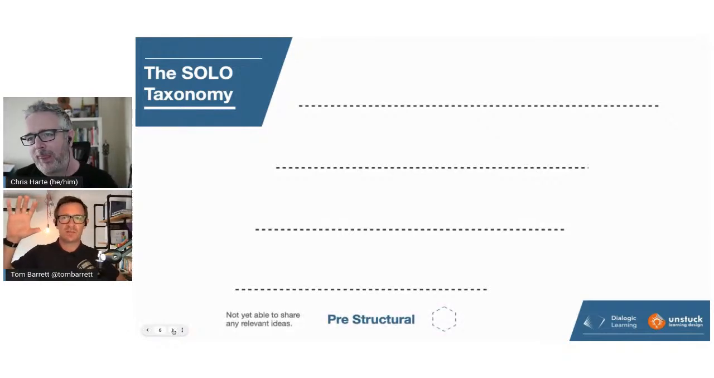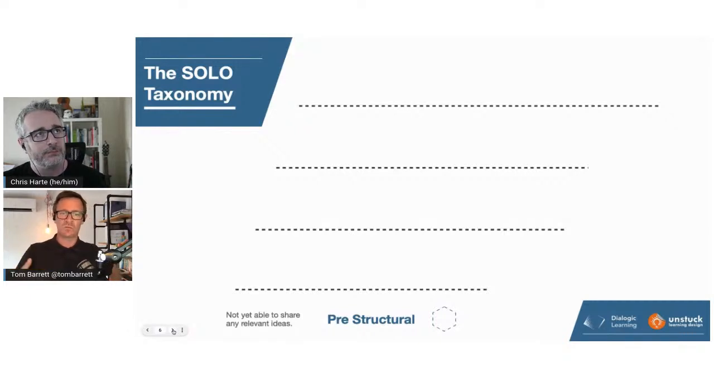Often the SOLO taxonomy is represented as a set of levels. Sometimes it's described as having 4 levels, but what we're going to show is this sort of initial pre-level, which is called the pre-structural level.